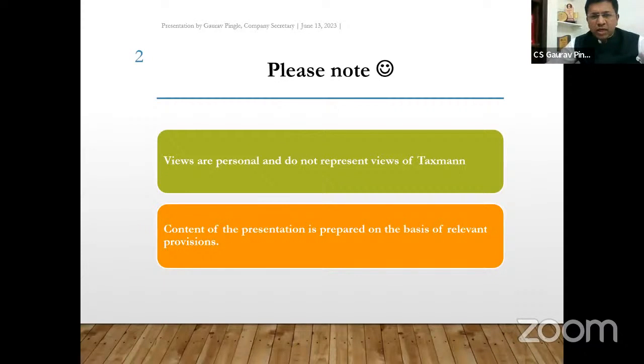The views are personal and not of Taxmann, since it is a Taxmann webinar, and these are relevant as on today, since company law has been amended quite a few times. If we check this PPT at a later point of time, maybe there could have been some amendment to the provisions.